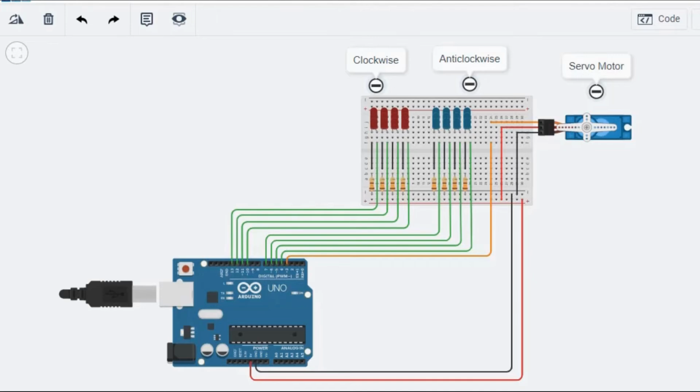The two stepper motors that we have used are the 28BYJ48 stepper motors. These stepper motors are used for the motion of the X and Y axis, and the SG90 servo motor is used for the motion of the pen. So now let us have a look at the working.